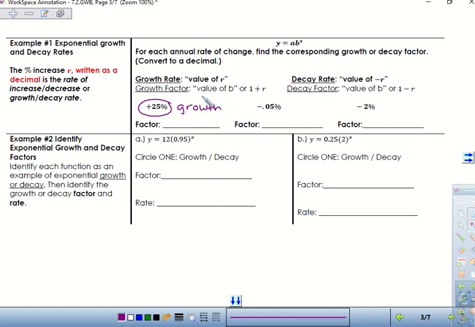And to convert it into a factor, the first thing you've got to do is start by converting it into a decimal. Okay, so I'm going to convert that into a decimal. You see what I did there? Now to get it into a factor, if it's growth, you're going to take whatever the rate is and add 1 to it. That's how you find the factor.